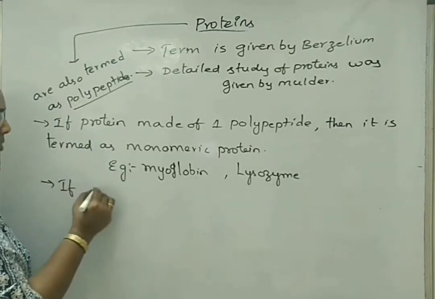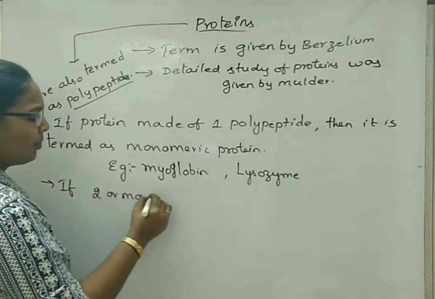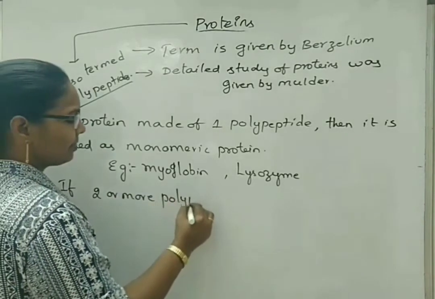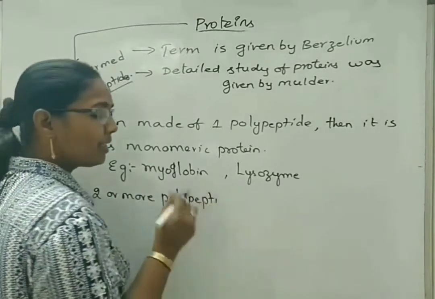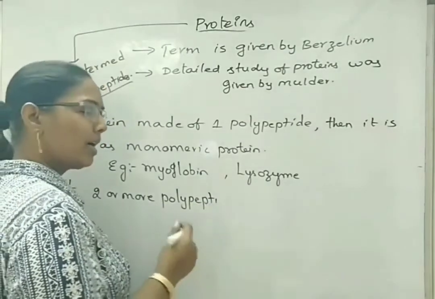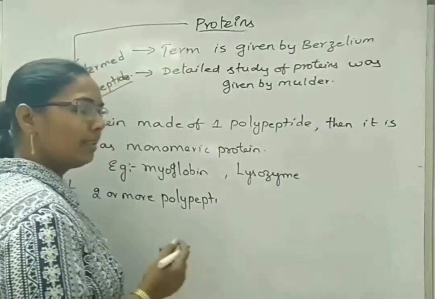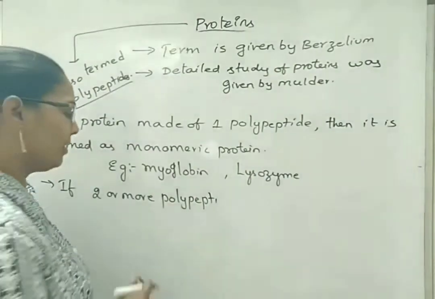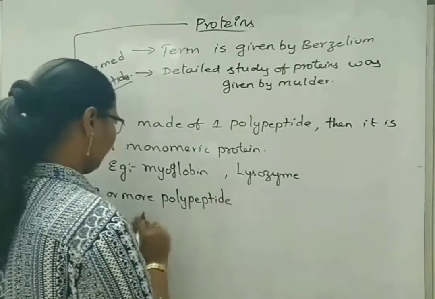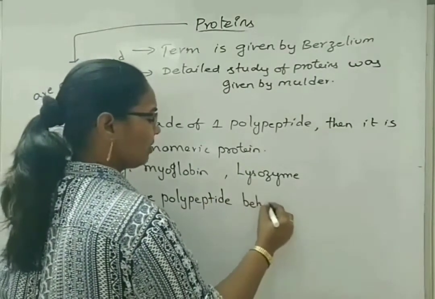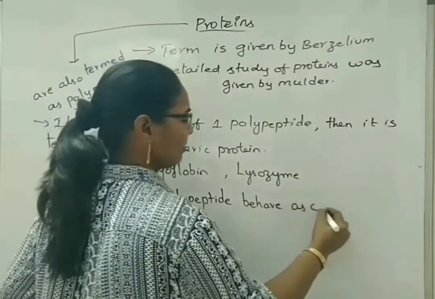If two or more polypeptides behave as one complete protein, then those are called multimeric proteins. There we can take insulin as an example.